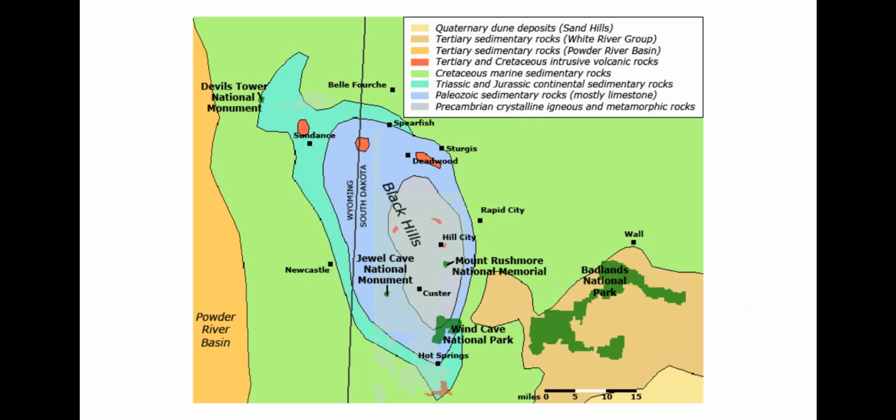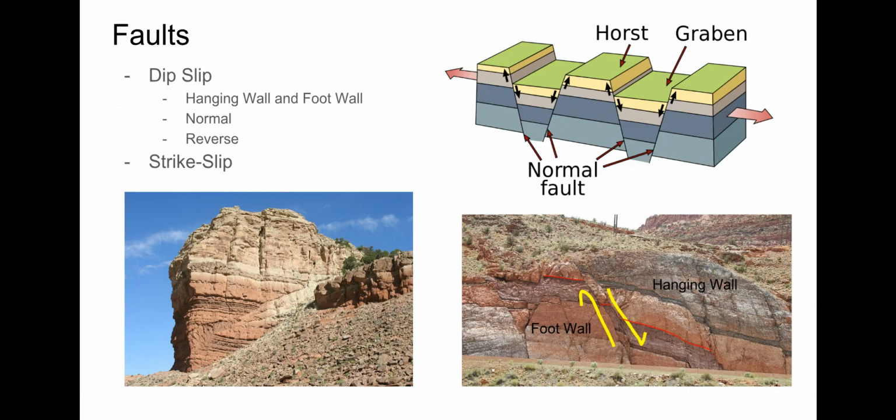So here's an example of a dome, the Black Hills. In the case of a dome, of course, the oldest stuff is in the middle because now you've eroded off the top of the dome. But all the materials are upwarped.